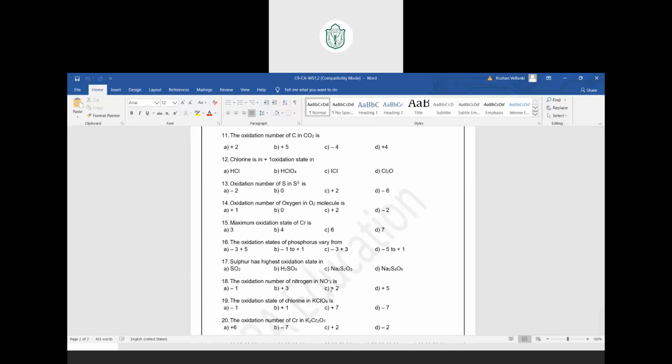So Jyotika saying option B. I told you, valence and oxidation number are not always the same. So what is the expression here? NO3 negative means x minus 3 into -2, how much? Minus 6, equal to minus 1. Yes or no? Yes. x minus 6 equal to minus 1. x equal to how much? Plus 5. Option D is the correct answer.